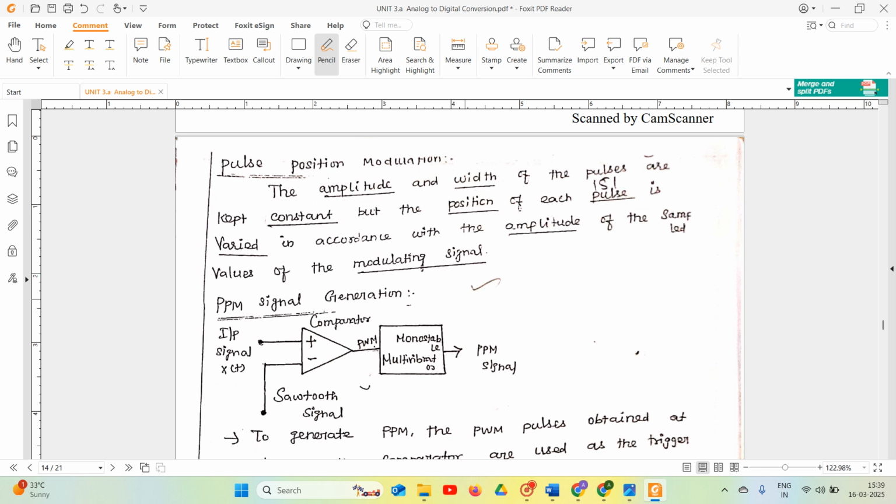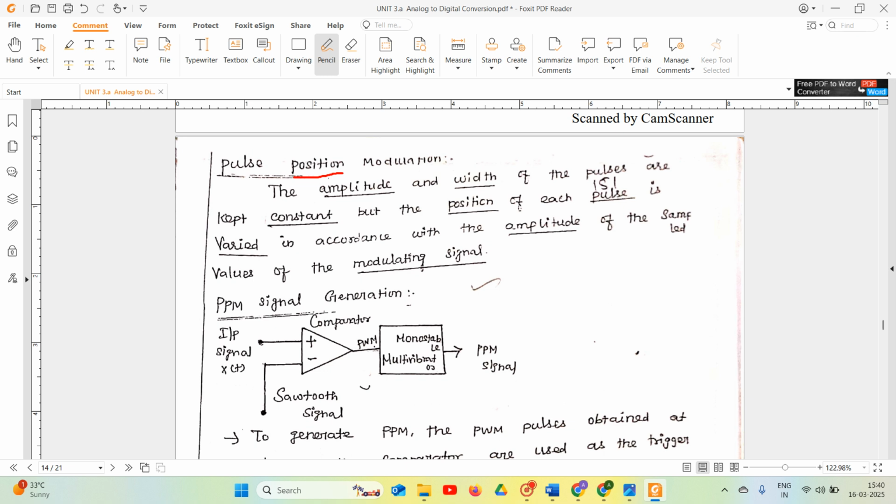Hello students, in this video we are going to discuss pulse position modulation, right? This is one of the modulation techniques. It comes under pulse type modulation, right? As the name itself indicates, we are varying the position of our carrier pulse in accordance with the amplitude of the modulating signal, right? So here we are keeping the amplitude and width constant. Just here we are varying the position of our carrier pulse.